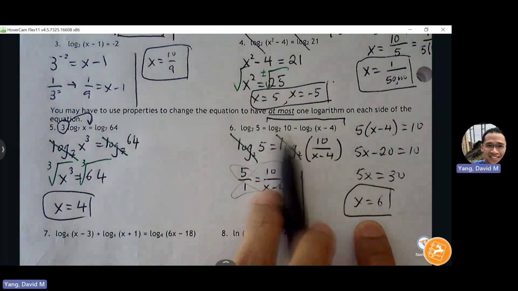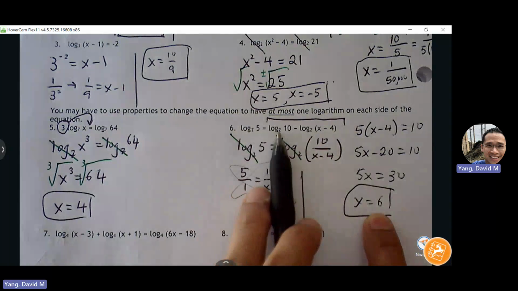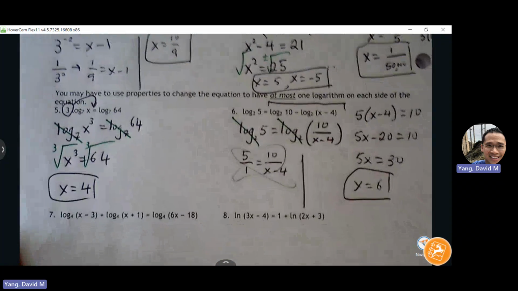Okay, do a real quick check here. Is 6 going to cause any issues? No, it's not going to force any expression inside a log to be negative, so we're good. x equals 6.